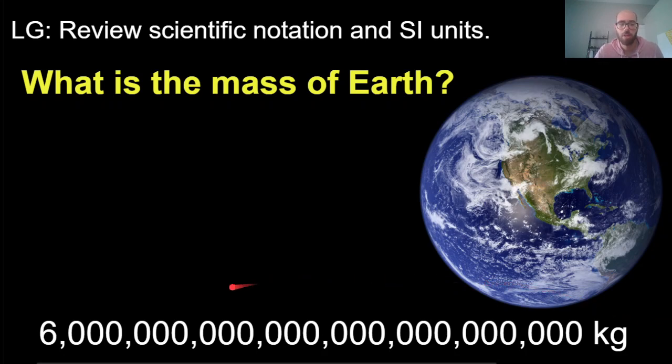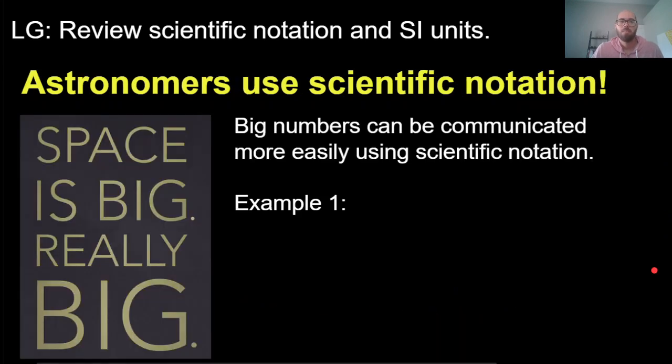Let's read it a different way. This is really no better. 6 million kilograms. It's not useful to communicate numbers in this way. If you needed to say that number back to me, probably you would mess that up. If I tried to say that number back to you from memory, I would mess that up. So we use something called scientific notation to more effectively communicate large numbers or even small numbers.